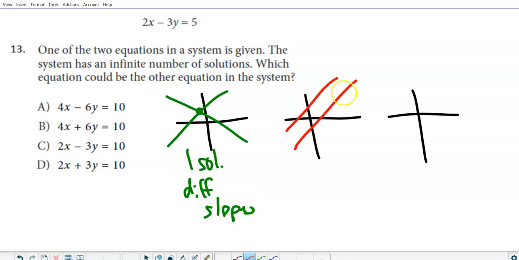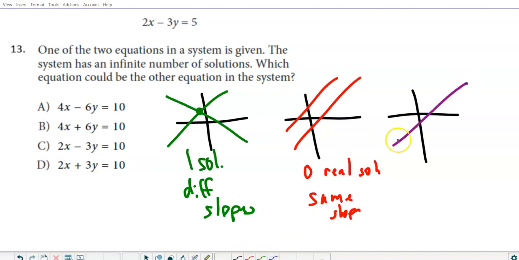Sometimes 2 lines do this. They have 0 real solutions, and they have the same slope. And then sometimes lines do this. And if you can imagine another line exactly coinciding on top of that, so it's really actually the same exact line on top of itself. And so that would have an infinite number of solutions.